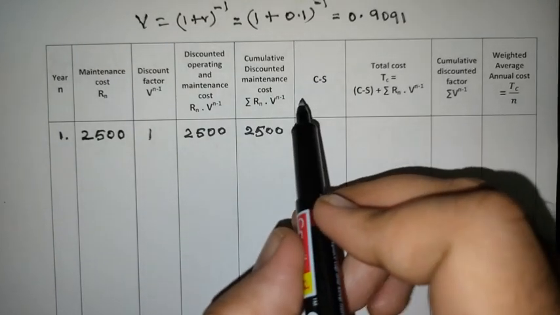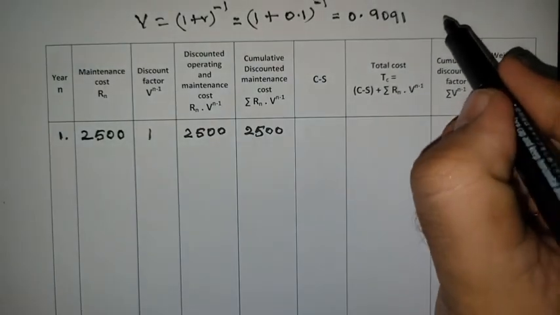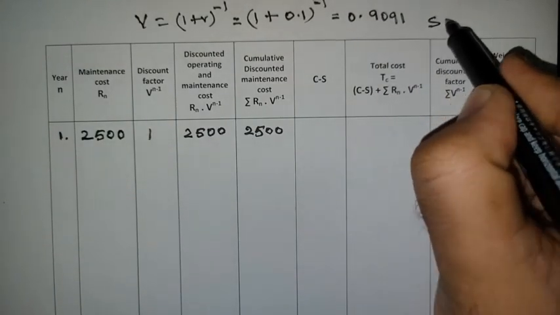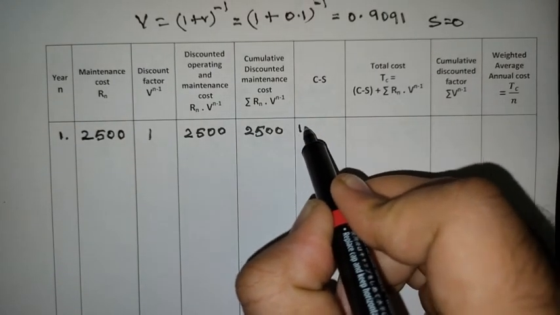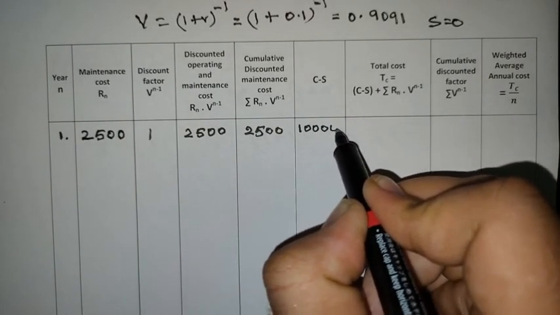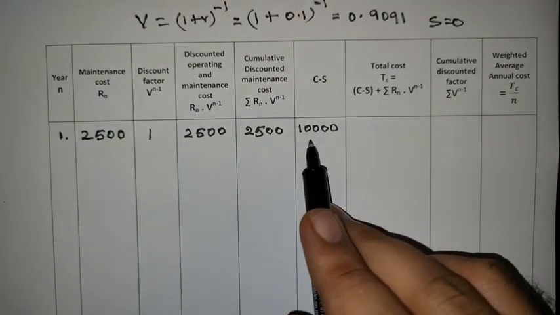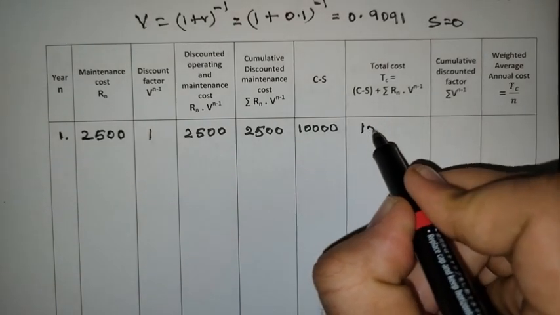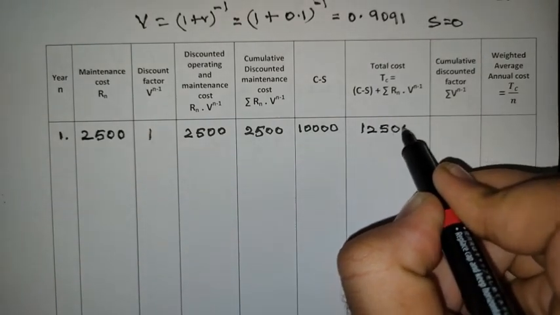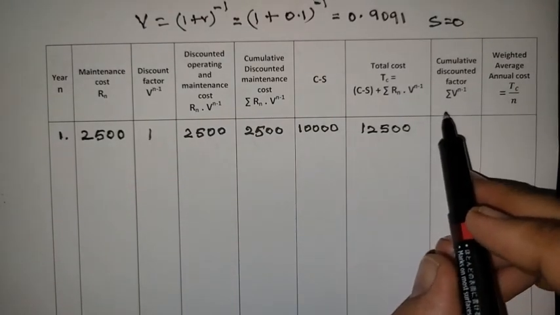And next C minus S. Here any scrap value is not given, so S value is equal to 0. So we can write directly the capital cost, that is 10,000 rupees. And next we need to find the total cost. So that is C minus S plus sigma Rn into V power N minus 1. Then we will get 12,500.